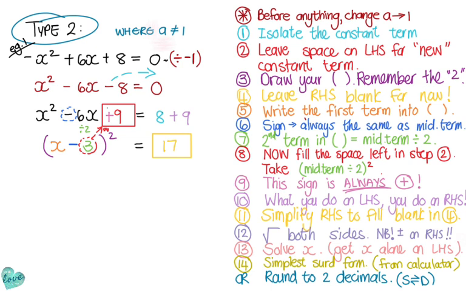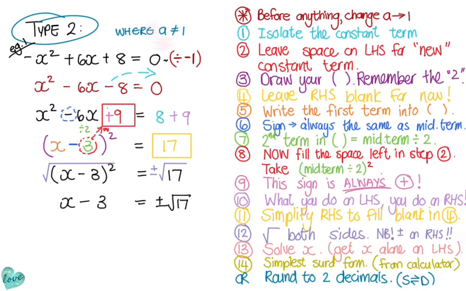Now we need to go and start solving for x, and by doing that, we need to get rid of this square, and we do that by taking the square root on both sides, but remember, plus minus on the right-hand side. Then, to solve for x, we now isolate it by taking that minus 3 over, and we get 3 plus or minus the square root of 17.